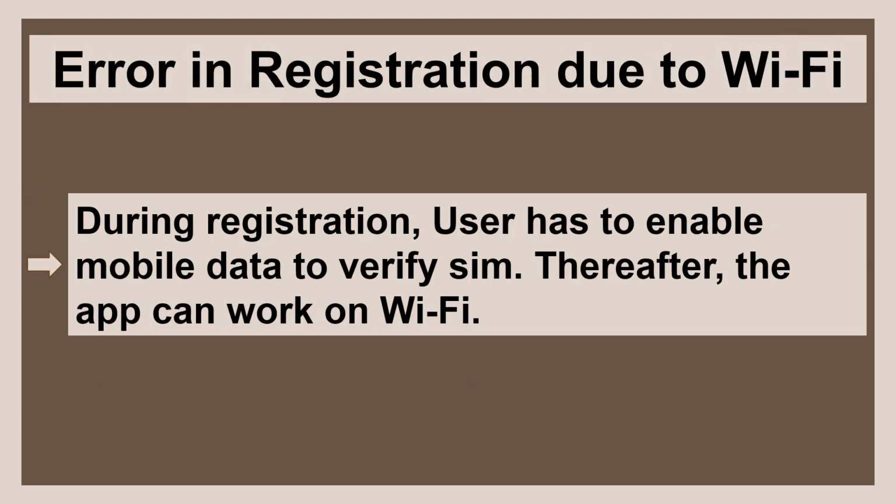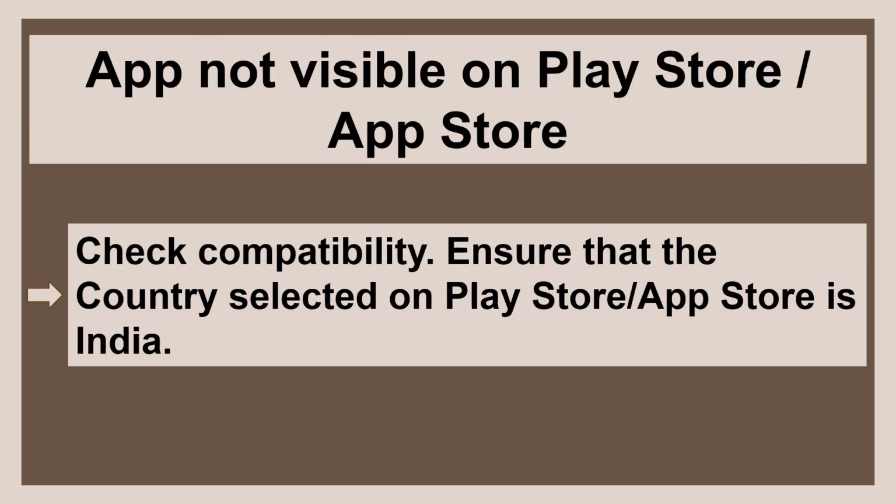Error in registration due to Wi-Fi. During registration, the user has to enable mobile data to verify the SIM. Thereafter, the app can work on Wi-Fi. App not visible on Play Store or App Store. Check compatibility. Ensure that the country selected on Play Store or App Store is India.